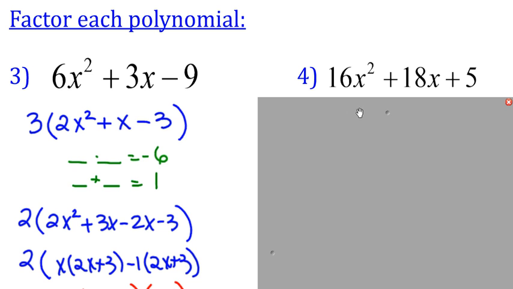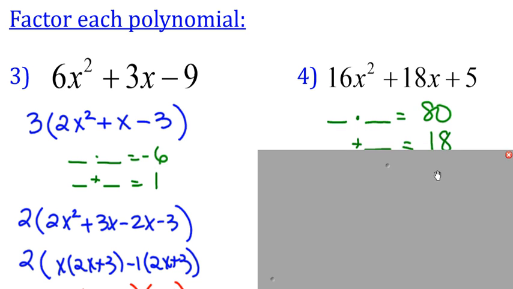For our next polynomial, again, look to see if there's a greatest common factor we can divide out. Here we do not have one. So again, we're going to take the leading coefficient times the constant. What times what gives us 80? What plus what gives us 18? Once we think of the number pair, we can write our quadratic as 4 terms. Here, we could use an 8 and a 10.